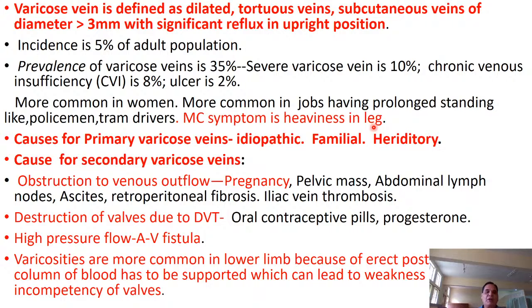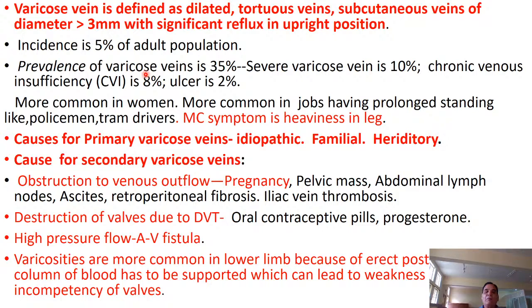So coming to varicosity proper. What is the definition? Varicose vein is defined as dilated, tortuous, subcutaneous veins of diameter more than 3 mm. All varicosities are above 3 mm. Below that, there are different names. And with what? Significant reflux in upright position. Even in standing, there is a reflux. It is difficult in lying down. So, significant reflux in upright position. This is the definition of a varicose vein.